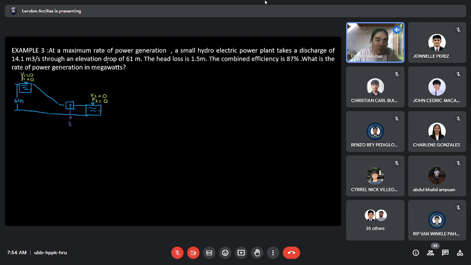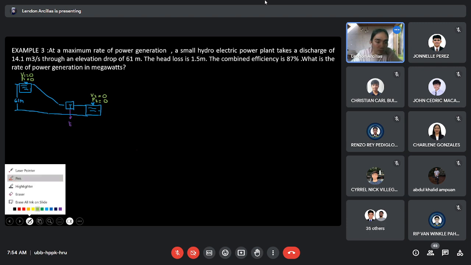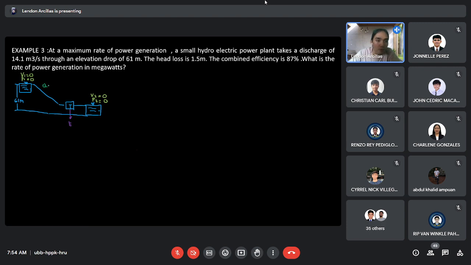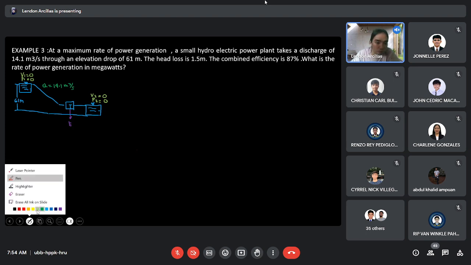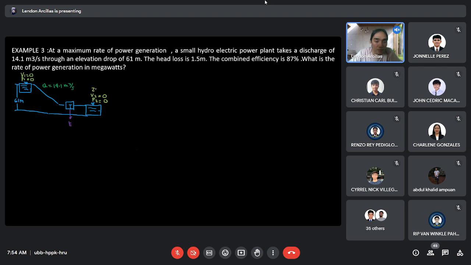Okay, ano pa yung given natin dito, which is Q. Q there is 14.1 cubic meter per second. Again, Q1 and Q2 is equal since that is a continuous flow. Ano pa yung given dyan? Meron pa tayong Z, di ba? Yung Z dito is 0 since nasa reference point siya. Yung point 1 naman dito is 61 meters. So we are considering friction since may binigay na head loss.